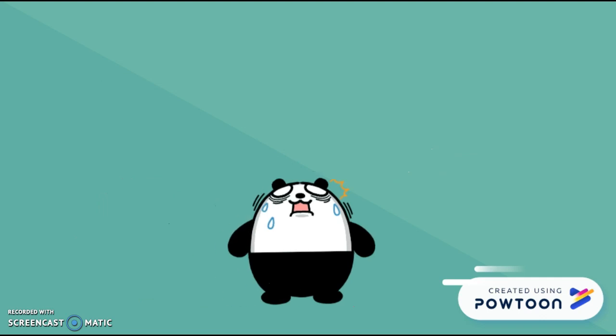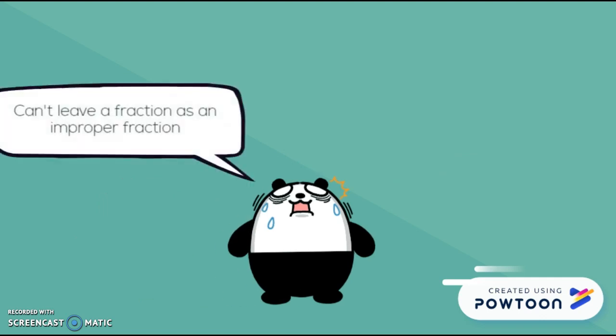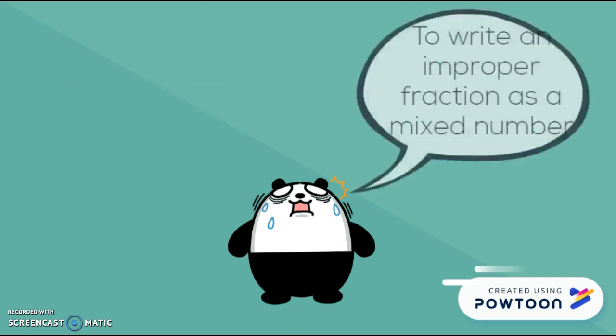Unfortunately, we can't leave a fraction as an improper fraction. It would be improper, right? So we actually need to change them back to mixed numbers once we're done multiplying across. So we're going to have to learn to write an improper fraction as a mixed number.